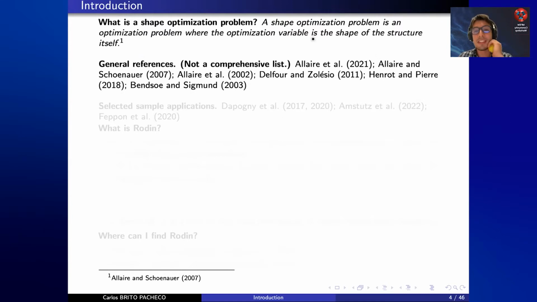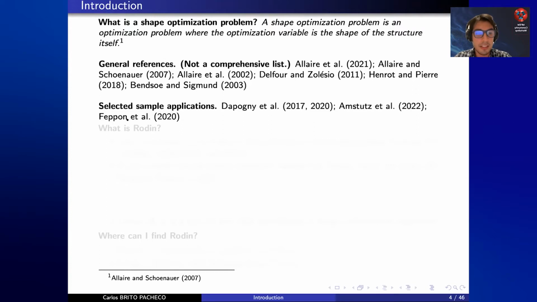Specifically, I will cite last year's review paper by Grégoire Allaire, Charles Dapogny, and Florian Feppon. It does a good job at explaining numerical shape optimization and what it's all about. And I'll leave you with some other general classical references. I have also selected some sample applications, which I have enjoyed reading during the first year of my PhD. So if you're interested, go check them out.